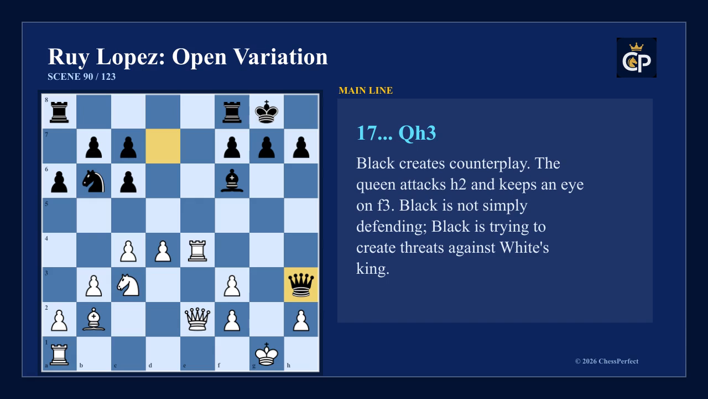Queen h3. Black creates counterplay. The queen attacks h2 and keeps an eye on f3. Black is not simply defending, black is trying to create threats against white's king.